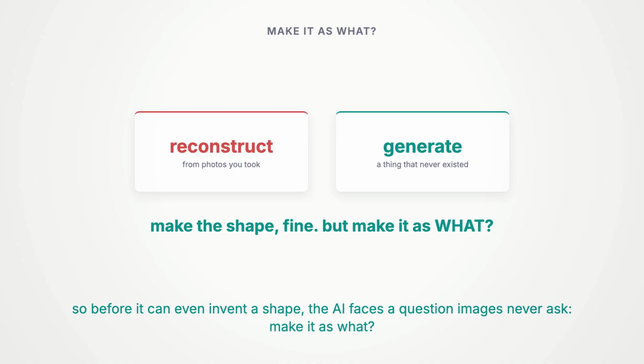Every one of these formats is a real working answer, and everyone trades something away. Fast to render but ugly to edit, or beautiful but heavy, or easy to learn but hard to hand to a game engine. So before the AI can even begin to invent a shape, it faces a question images never have to ask. Make the shape fine, but make it as what?